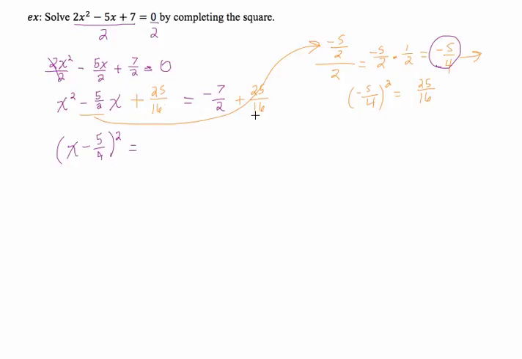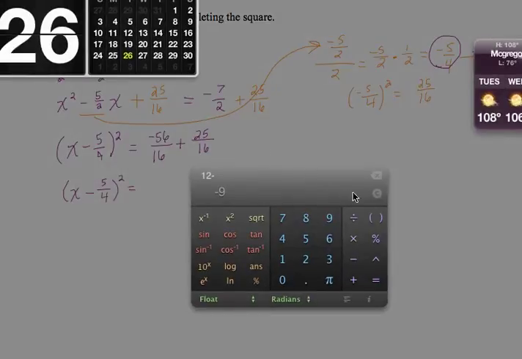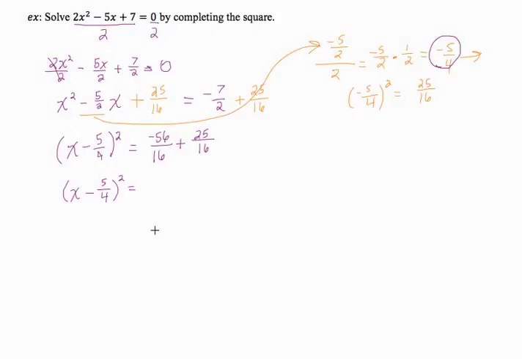And on the right side, we're going to need a common denominator. Looks like 16 will work. So I can multiply the first fraction by 8/8 to get a denominator of 16. Negative 7 times 8 is negative 56. So negative 56/16 plus 25/16. And we'll simplify that on the next step. So we have x minus 5/4 all squared equals, let's see, negative 56 plus 25 is negative 31.